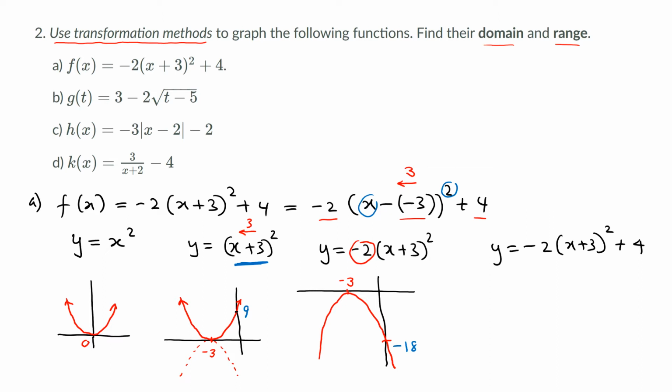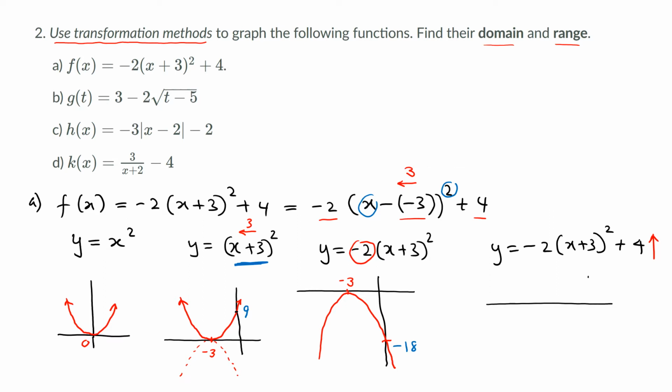Okay, now the final graph. So what's the final graph? You need to lift this graph up by 4 units. That's the last step we do. Once you do that, you can also find the new intercept. So what's the new intercept? Just plug in x equals 0. You can see that it's -18 plus 4, that means -14.